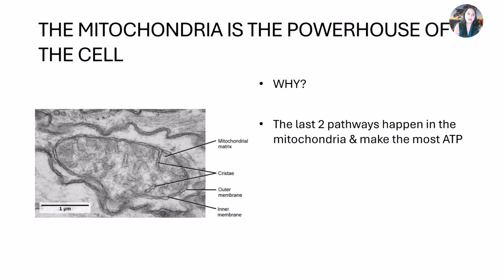And so the one thing that we all remember about biology for some reason is that the mitochondria is the powerhouse of the cell. And why? That's because that's where all these processes happen. The last two pathways in cellular respiration happen inside the mitochondria. And those processes, like I said, make the most ATP, the most energy. So that's why the mitochondria is the powerhouse of the cell. It generates the power for your cells to function, basically.